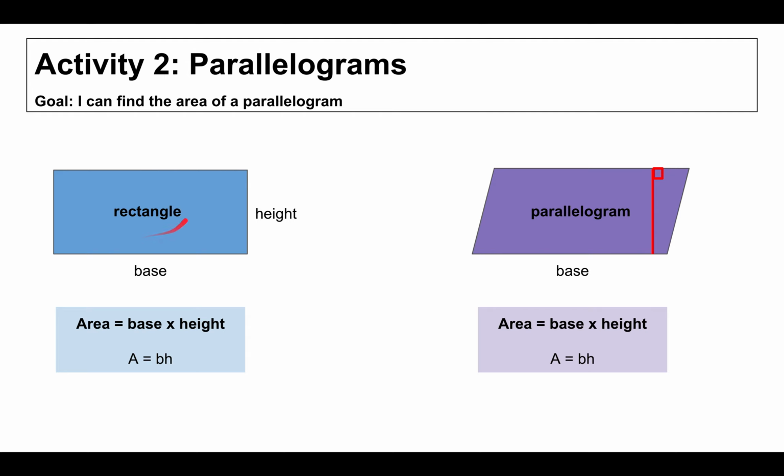Over here on the left, you can see a rectangle. The top and base are the exact same length, and the two heights are the exact same length. All four corners are 90-degree angles.